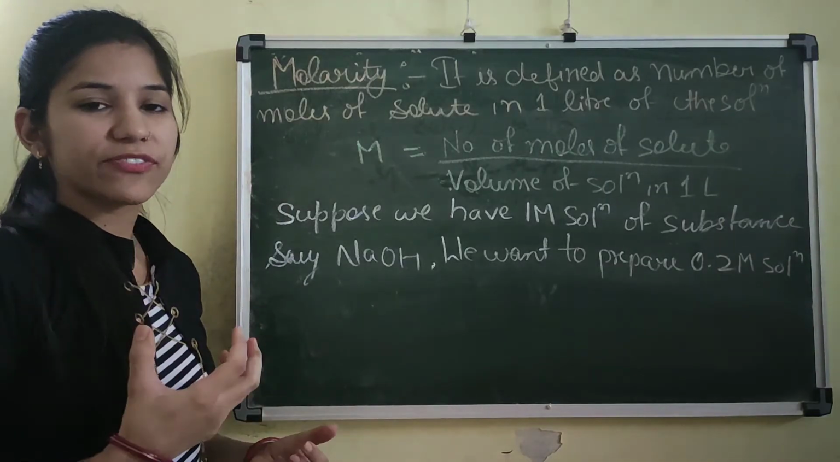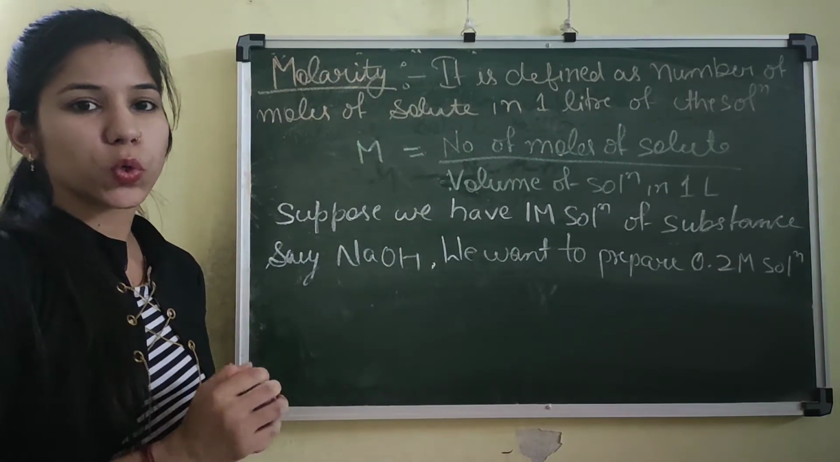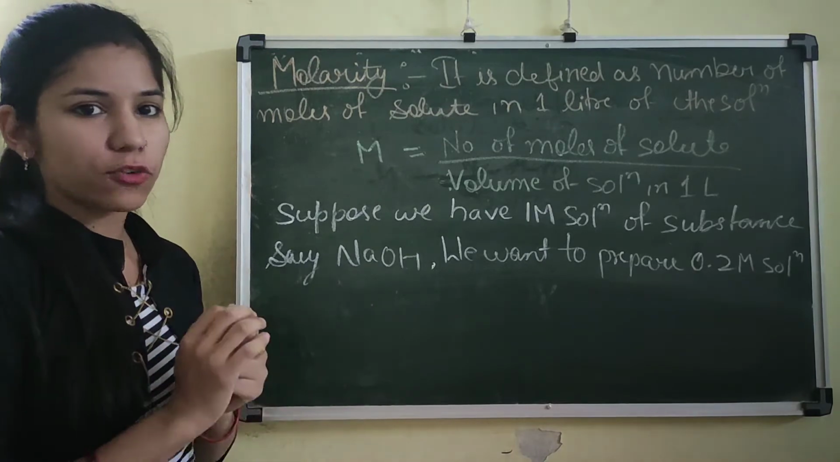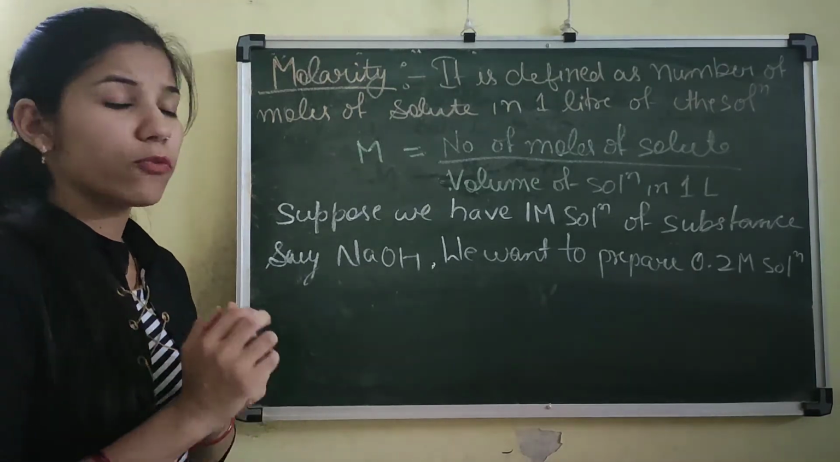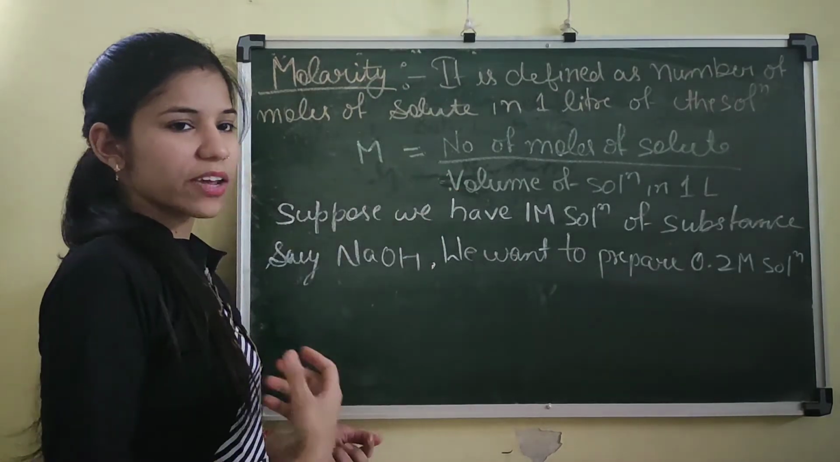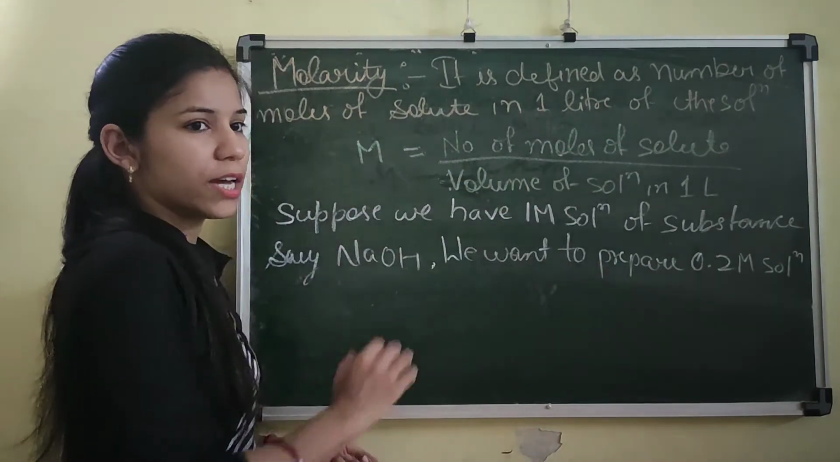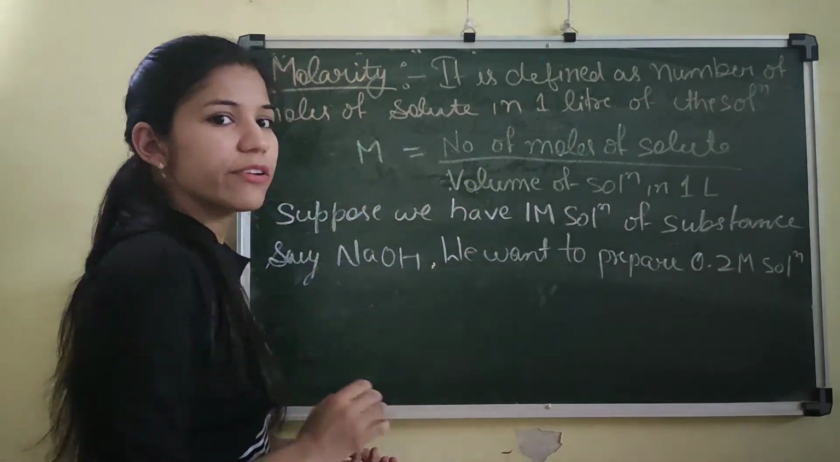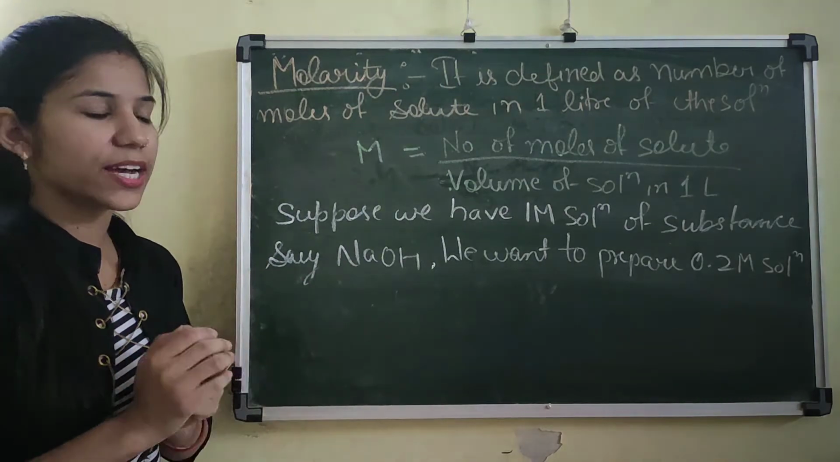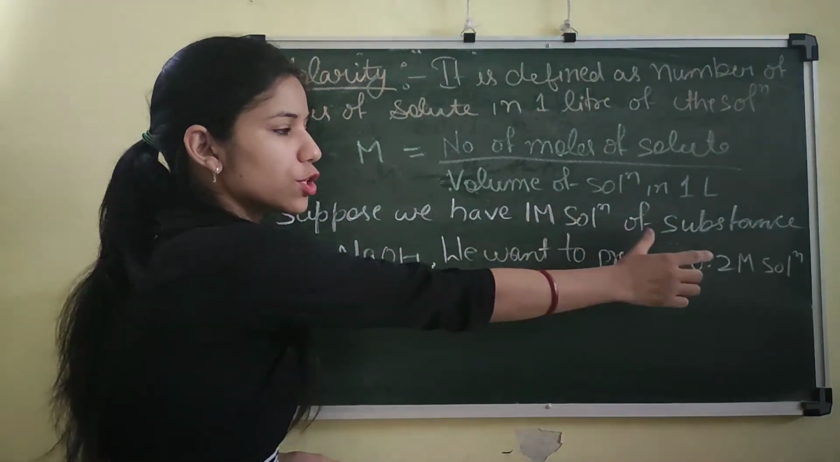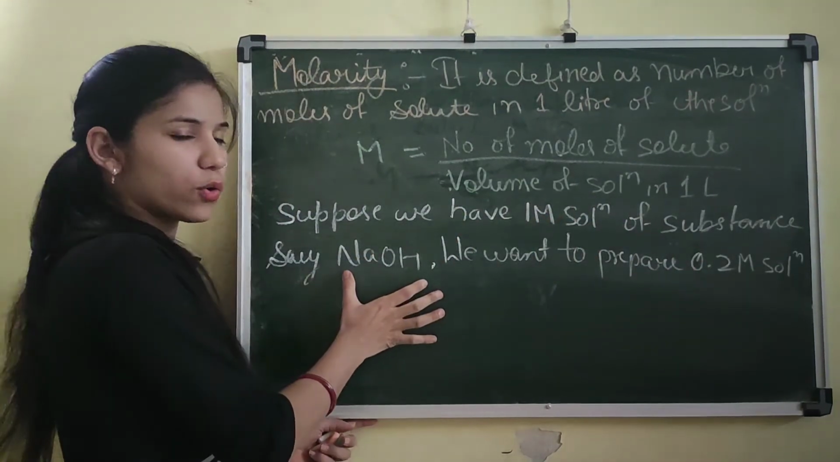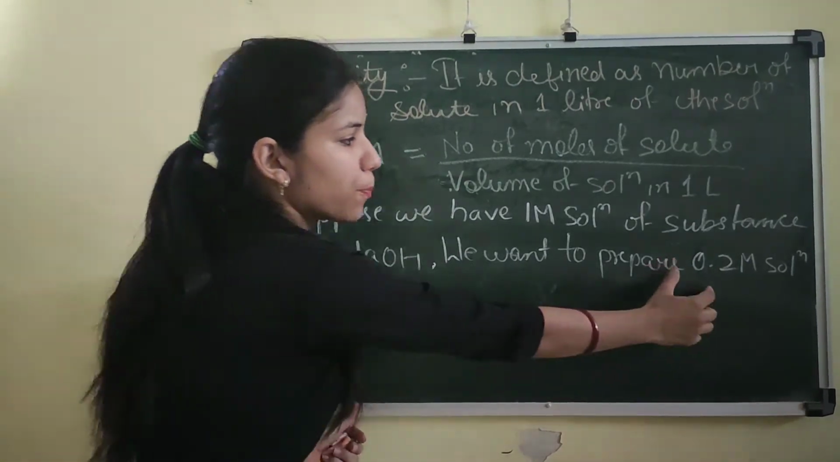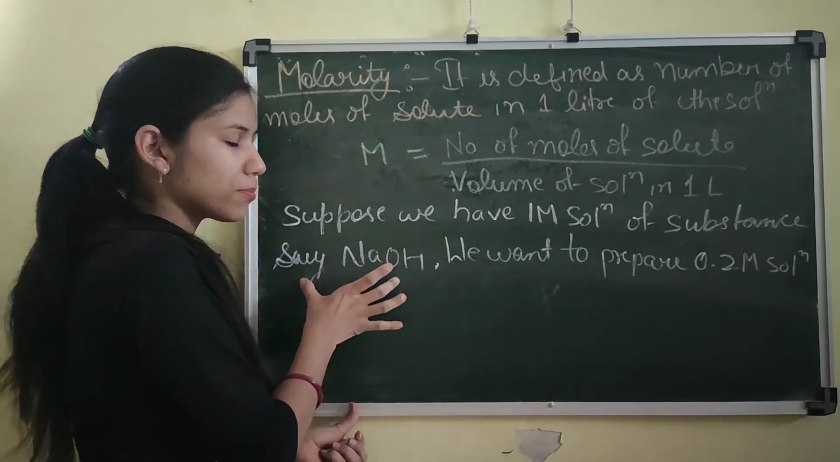Molarity is defined as the number of moles of solute in 1 liter of solution. The symbol of molarity is M, and it is given by the number of moles of solute divided by the volume of solution in 1 liter. Suppose there is 1 mole of a substance, that is NaOH, and now we prepare 0.2 mole of solution from this.